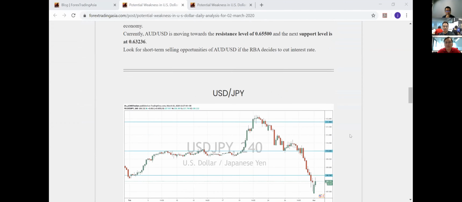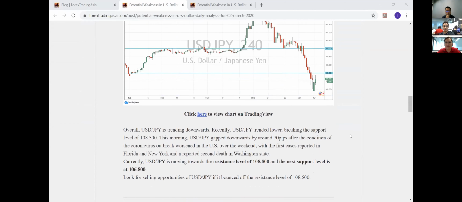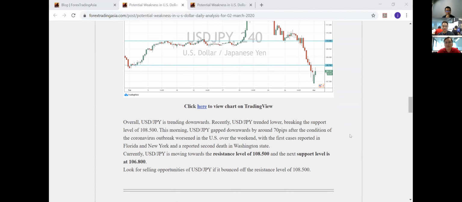I just want to highlight the US yen pair. As you can see, US yen actually gapped down last Monday by about 70 pips right here. Yeah, gapped down about 70 pips. This is due to the coronavirus outbreak, where the situation worsened in the US, with first cases reported in Florida and New York. And there's even a second death in Washington state.